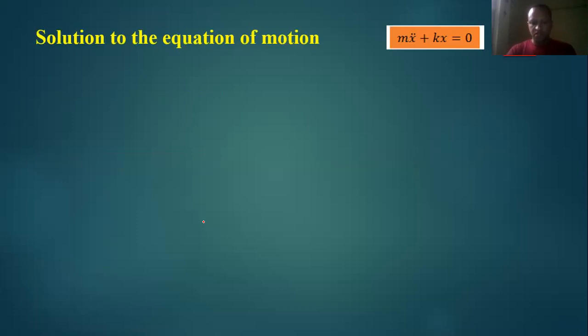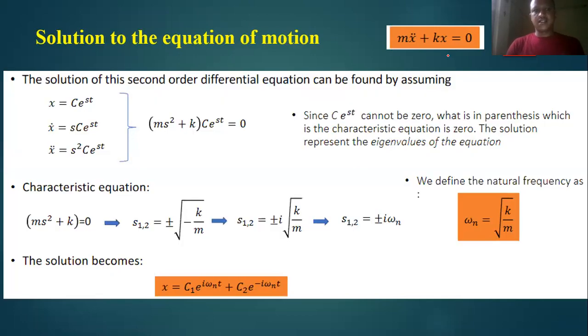So the solution for this mx double dot plus kx is equal to 0. We already attempted the solution, how to find the solution. But this is second, this is also second redundant. So let me pass it as it is, because it is already there. We have this type of equations. We form the characteristic equation from this.